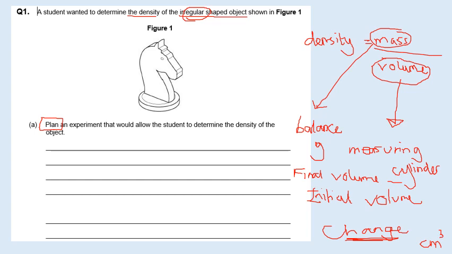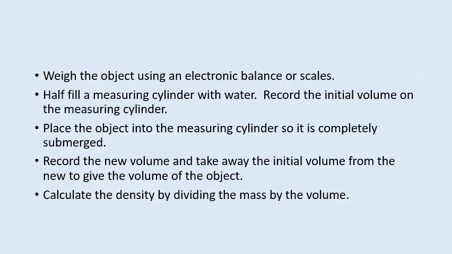Okay, so once you have got your plan, your very basic plan, you would then need to describe it in your own words, in sentences, to describe how you would do that, and that would be your 6-mark answer. So let's just have a little look. This is a typical answer. This would be the mark scheme for this, or somebody's answer for this.